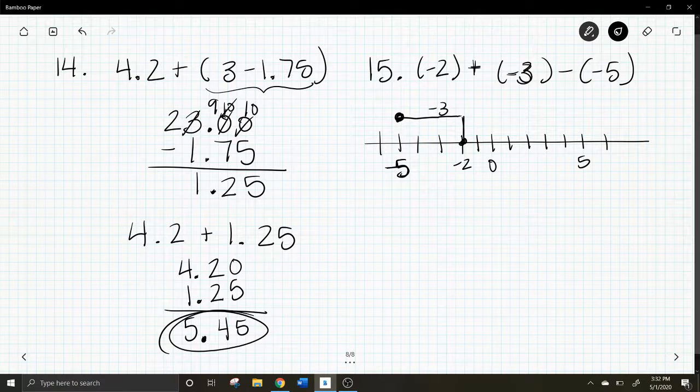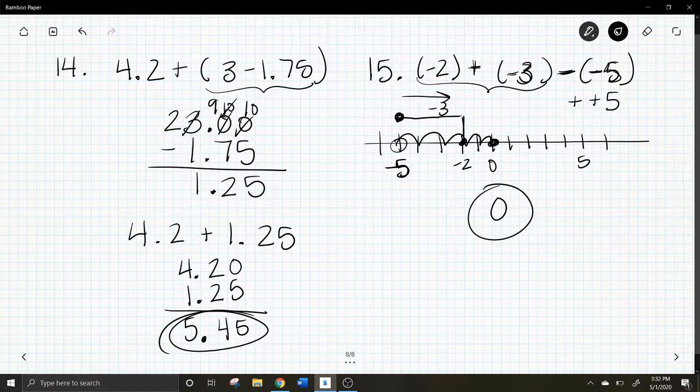Now the next step, so we've done this portion, is to subtract -5. When you subtract a negative, it's really like you're adding a positive. All right, so now you're going in the positive direction, or to the right, 5 spaces. So let's start at -5 and go to the right 5 spaces: 1, 2, 3, 4, 5. So you end up at 0, and that's the answer to this problem, 0. Okay, if you have any struggles with positive and negative numbers, please let me know.